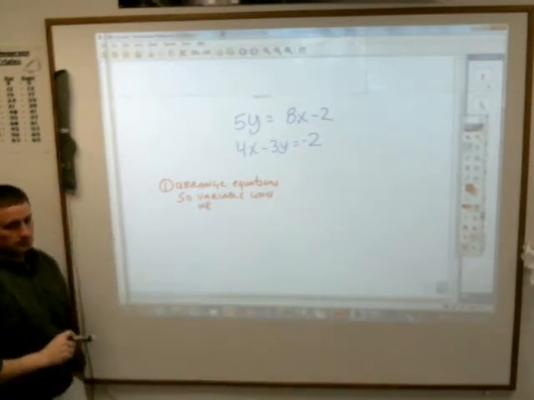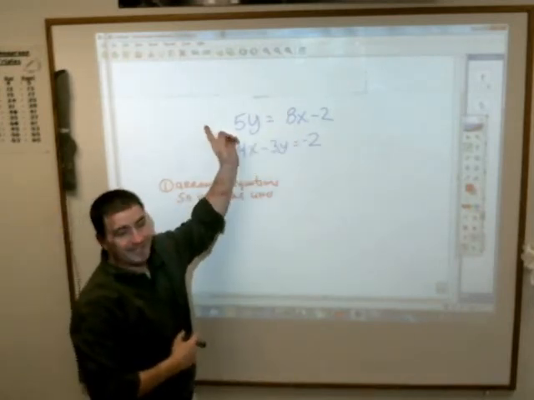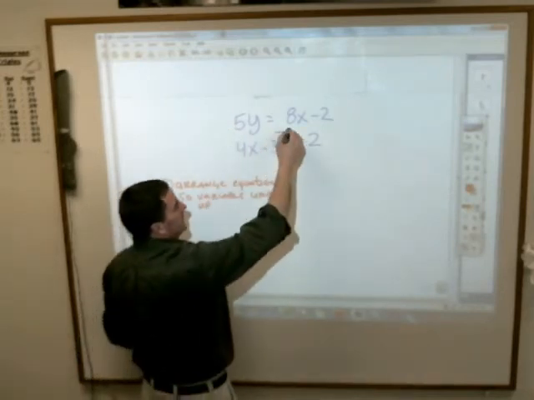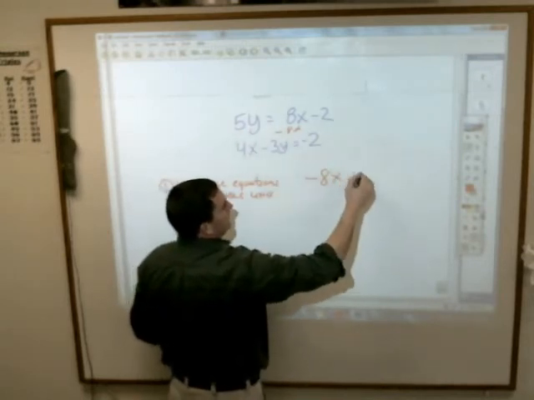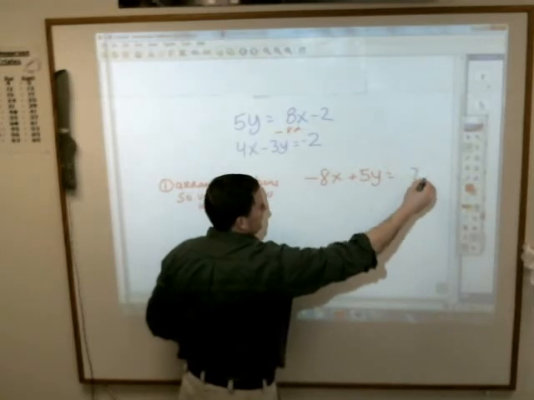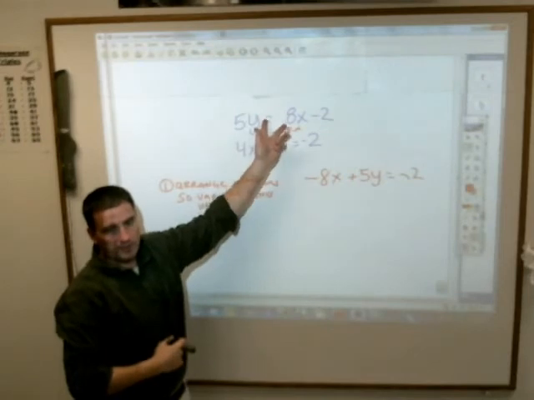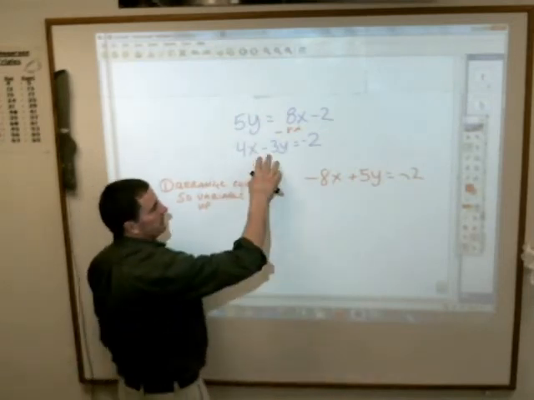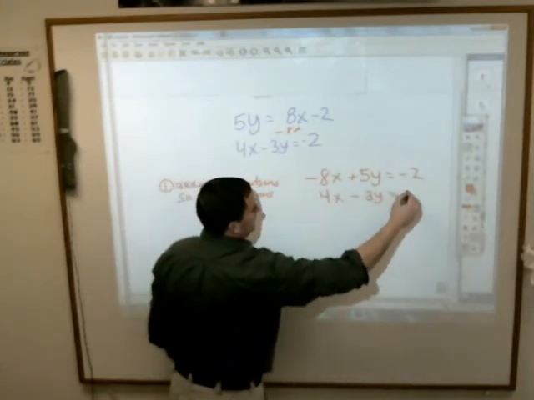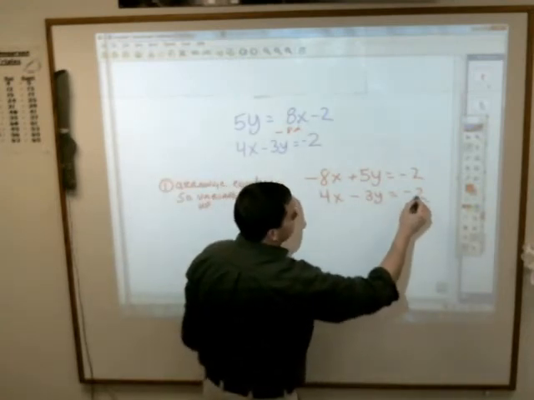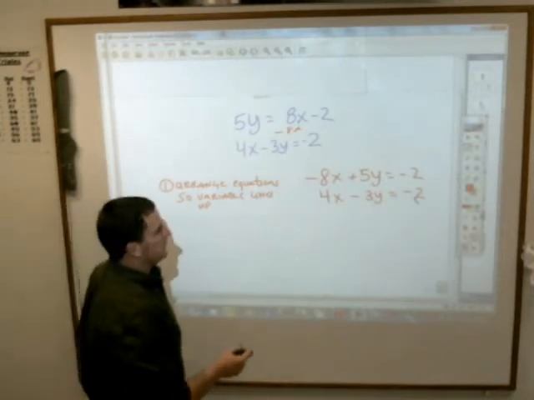So work with me here. That means on this top one, I need to subtract my 8x over to this side. I get negative 8x plus 5y equals negative 2. Stop me if you didn't catch that. I just moved the 8x term to the left side. On the bottom one, it already is written like that, so I just rewrite it. It is 4x minus 3y equals negative 2. So far, so good?